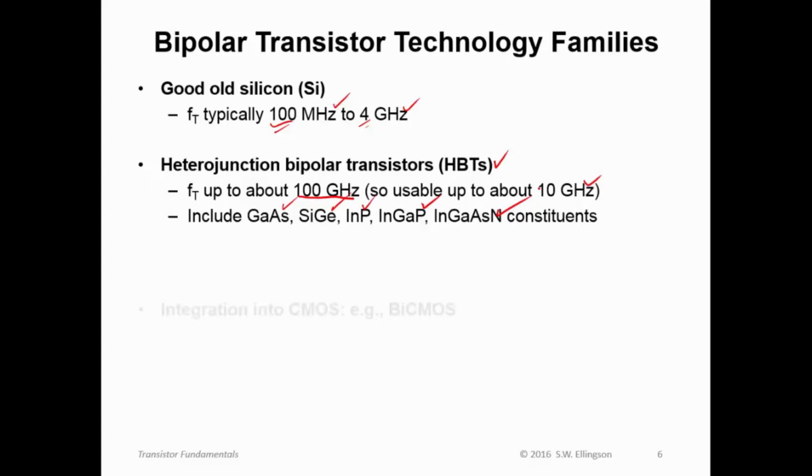And also, BJTs can increasingly be integrated into CMOS. So, for example, BiCMOS is a BJT type technology. It's a way to implement BJT transistors on the same kind of silicon material that you'd use for digital logic. And that pays dividends when you're trying to make very, very small devices.